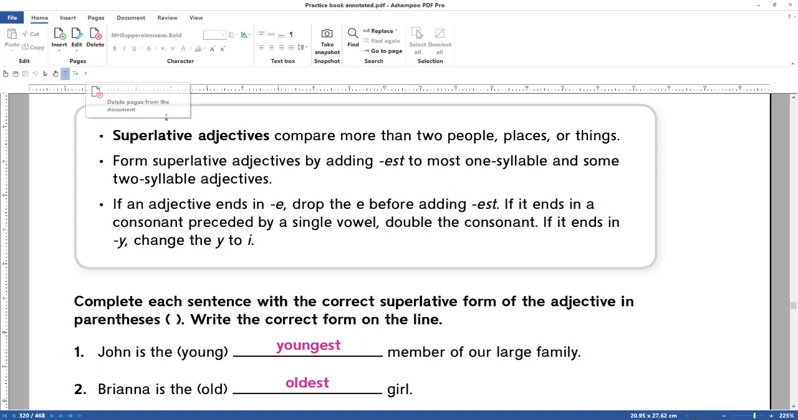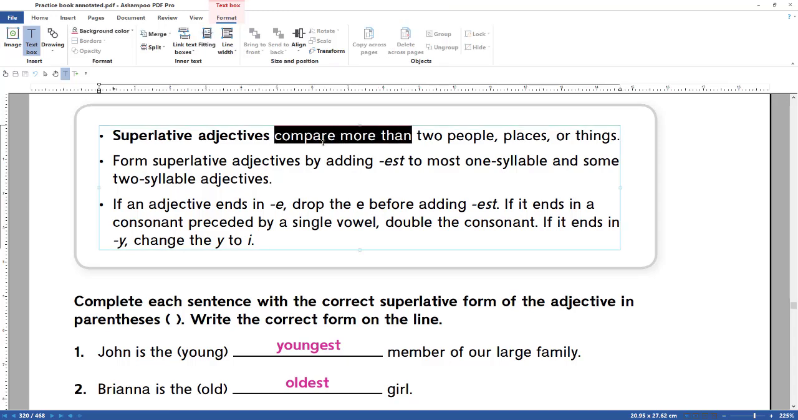The title is Superlative Adjectives. What is the difference between comparative adjectives and superlative adjectives? Simply, when you say comparative adjectives, you are comparing between two things, people, or places. But when you use the superlative adjectives, you compare more than two, as you can see here, more than two people, places, or things. So not only two, more than two. Like you are comparing with a group of people or places or things.